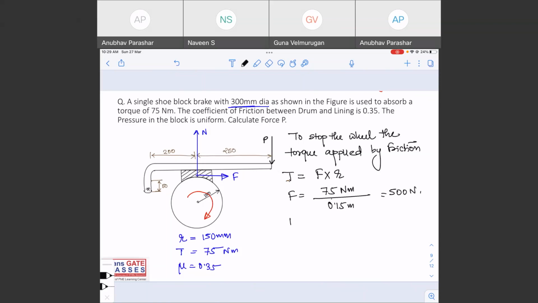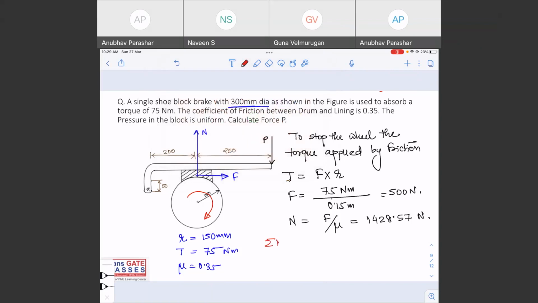Can you calculate normal reaction from here? Normal reaction will be frictional force divided by mu. That is equal to frictional force divided by, what is the mu? 0.35. 500 divided by 0.35, coming out to be 1428.57 Newton. Right? Now let us do whatever you have done, Naveen.